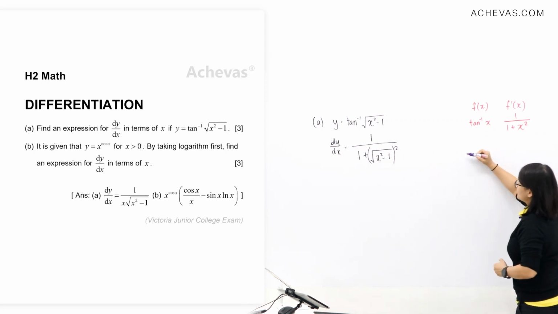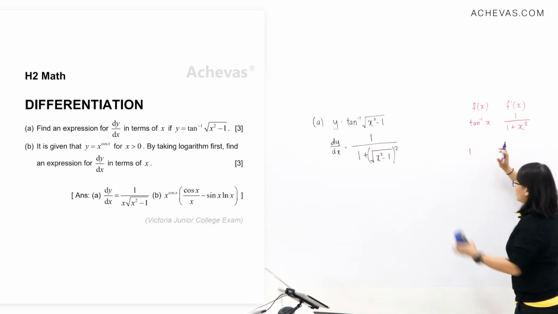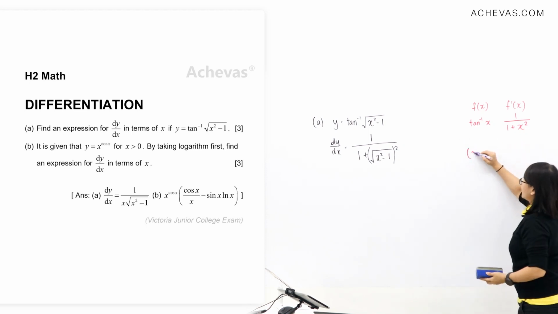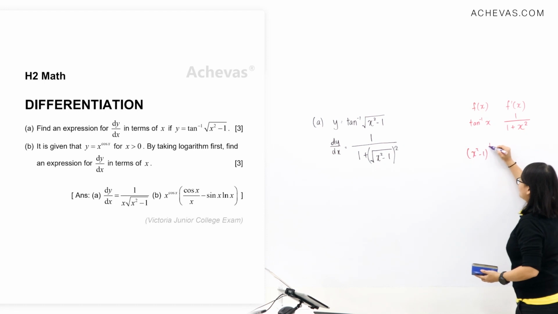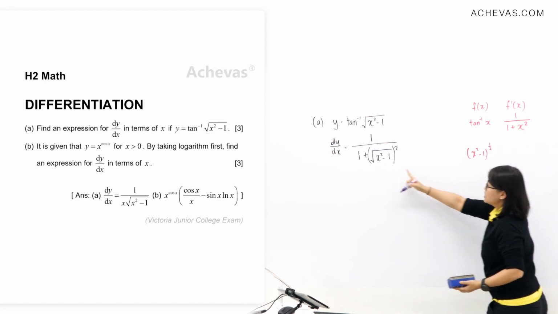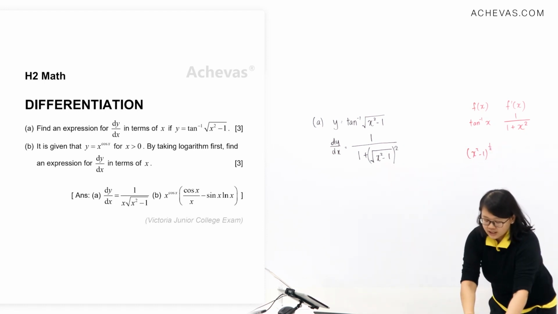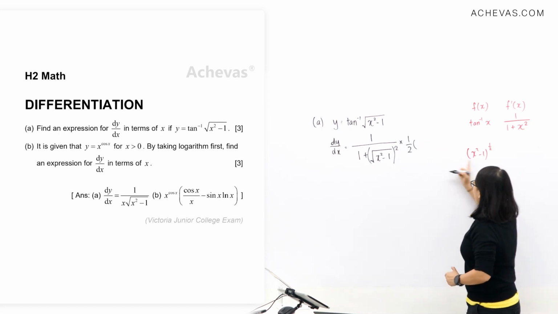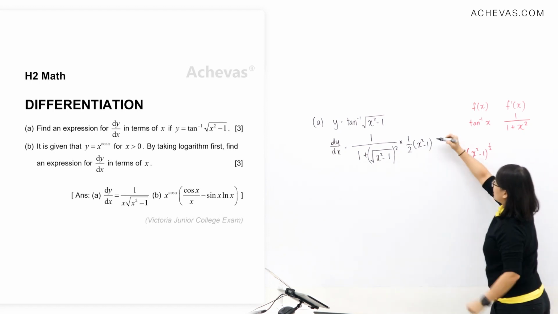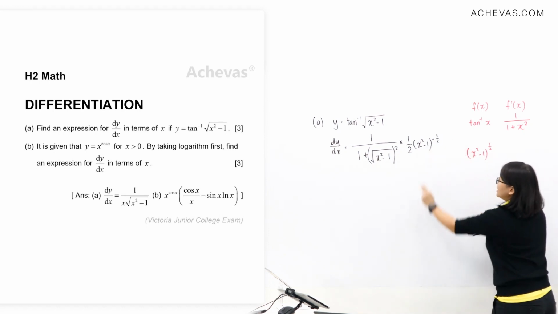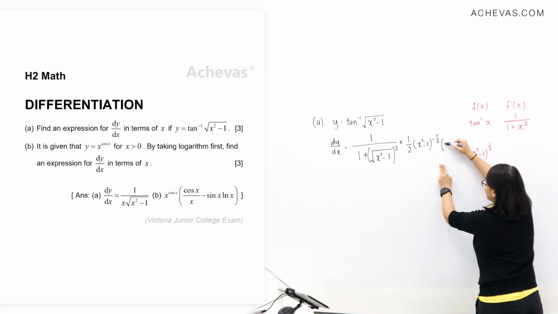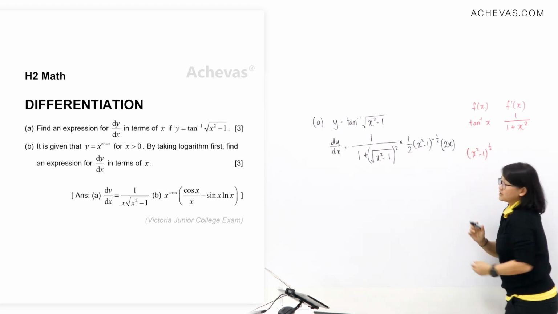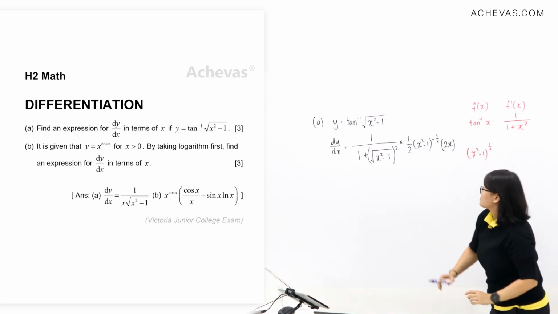Let me write again. So this square root means I'm going to raise it to a power of half. Let me rewrite this as x squared minus 1 raised to power half. I'm going to differentiate this term here, which is equivalent to this. Let's differentiate it. So I'll be having half times x squared minus 1, reducing the power, I'll be getting a negative 1 over 2. Differentiate inside bracket again, I'll be getting a 2x. Alright, simplifying this expression.